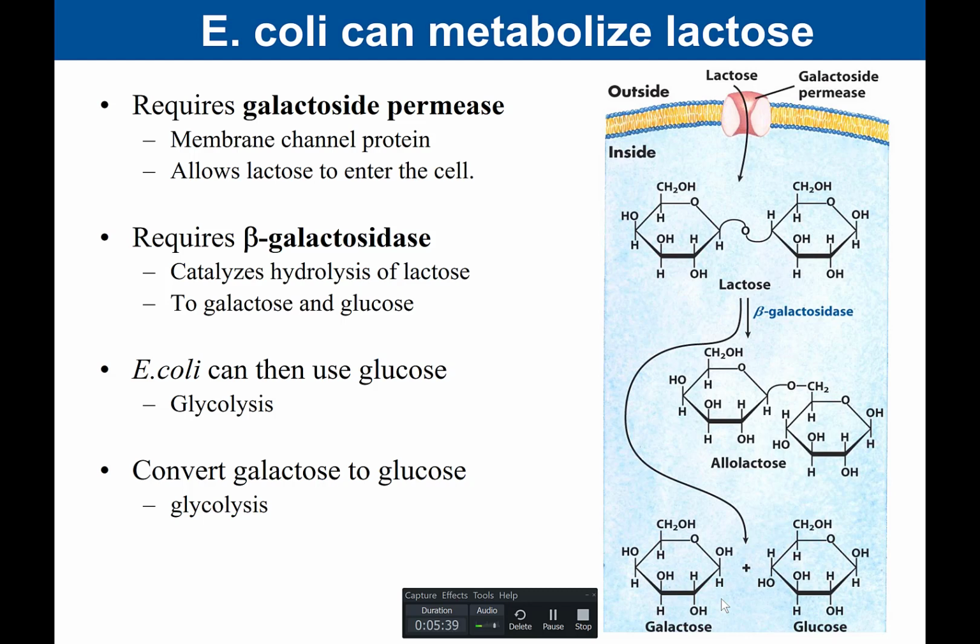Now, when it breaks it down to galactose and glucose, E. coli can then use the glucose for glycolysis, and then they will convert the galactose to glucose, which can be used in glycolysis. And so this is the bacteria's way to be able to metabolize the lactose for food if glucose is not available. But again, notice that in order to do so, it requires that bacteria turn on expression of these genes, the genes that control the galactoside permease and the beta-galactosidase. Those genes have to be turned on. The cell needs to produce those enzymes, and then they will be able to metabolize the lactose.